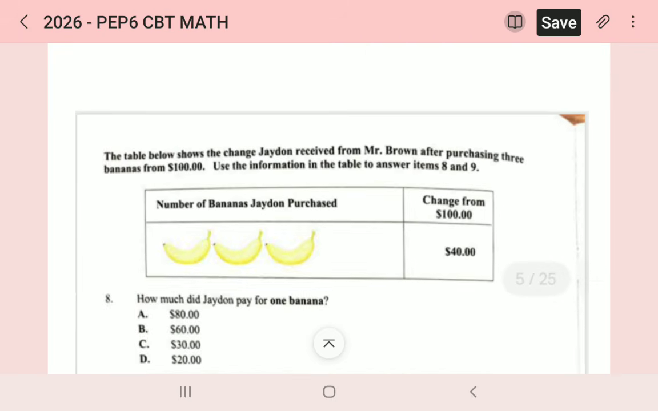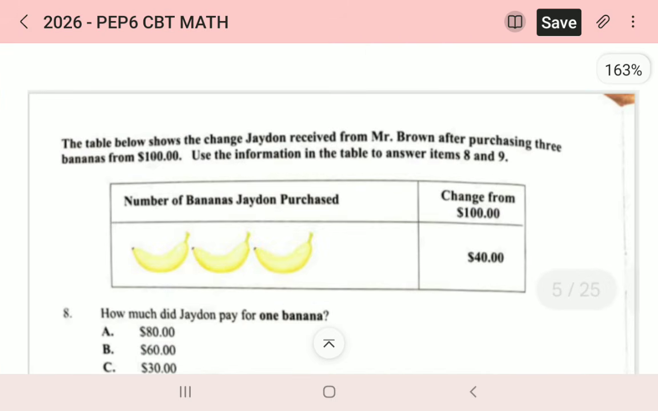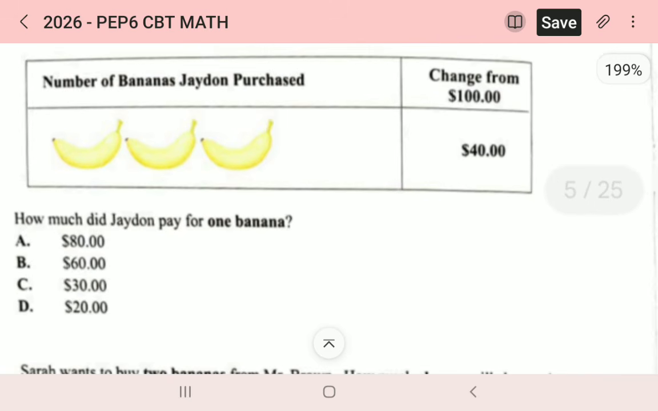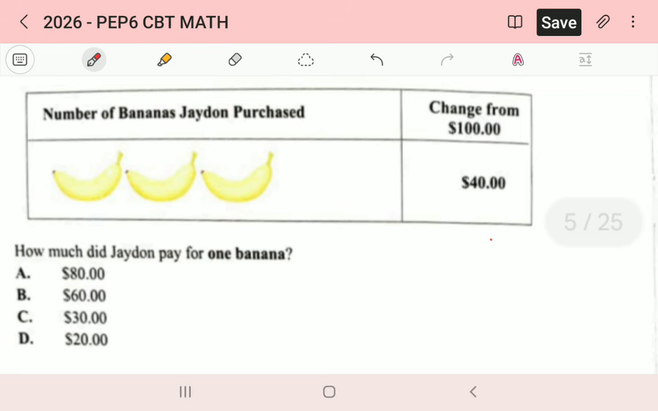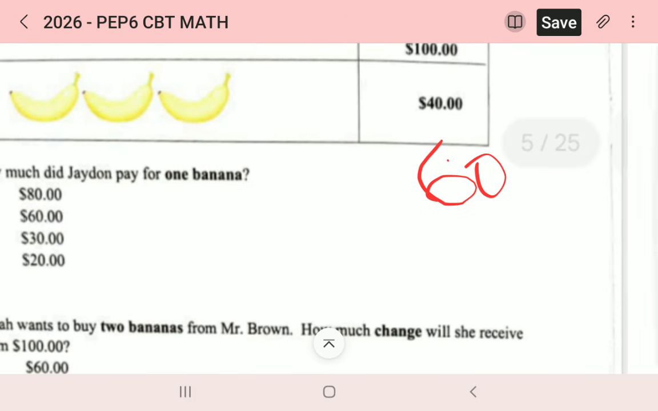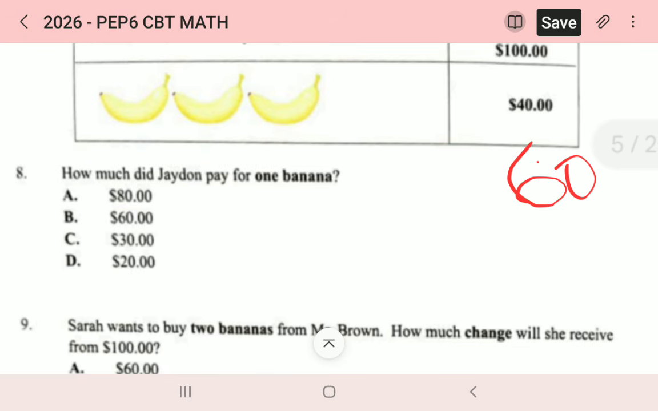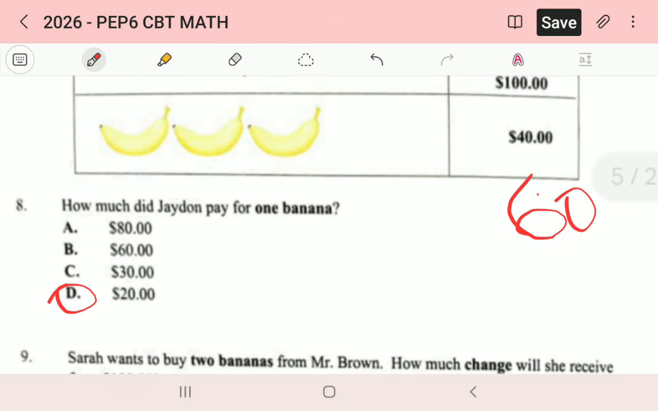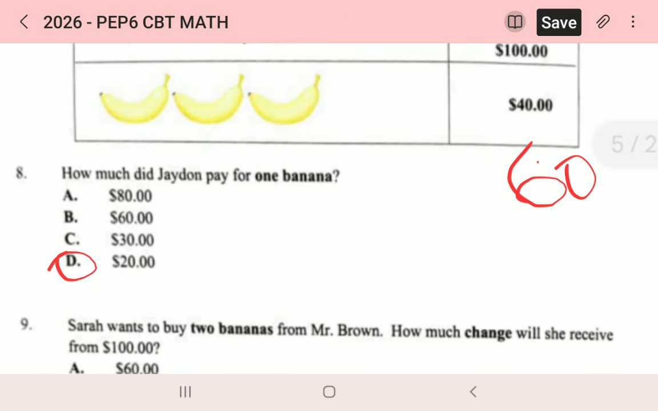Moving on. Very good. Not a bad paper at all. All right, the table below shows the change Jadon received from Mr. Brown after purchasing 3 bananas from $100. Use the information in the table to answer items 8 and 9. So he bought 3 bananas. You're seeing that he has $40 here, which means he spent $60. Let's see what they're asking. How much did Jadon pay for 1 banana? So if he spent 60 and he had 3 bananas, 3 into 60 will go 20 times. So he spent $20 for a banana. All right, $20.